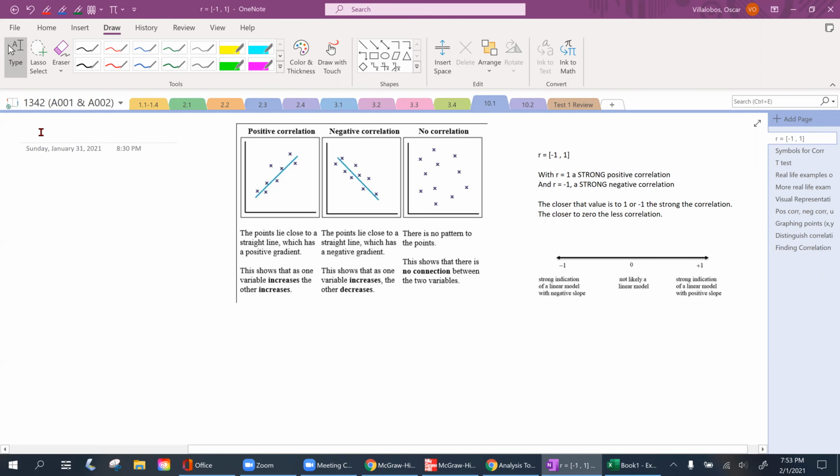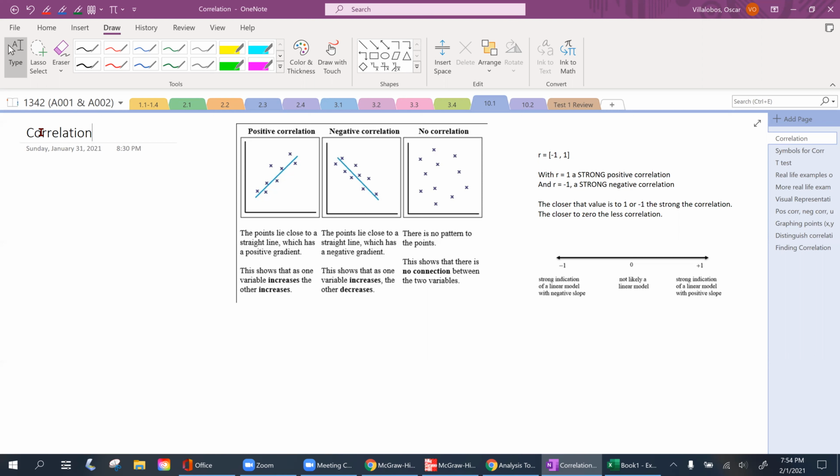This section, we said we're going to be talking more about correlation. In the previous sections, we vaguely talked about correlation. I did say we were going to talk more about it, and this is the section that we talk about it.